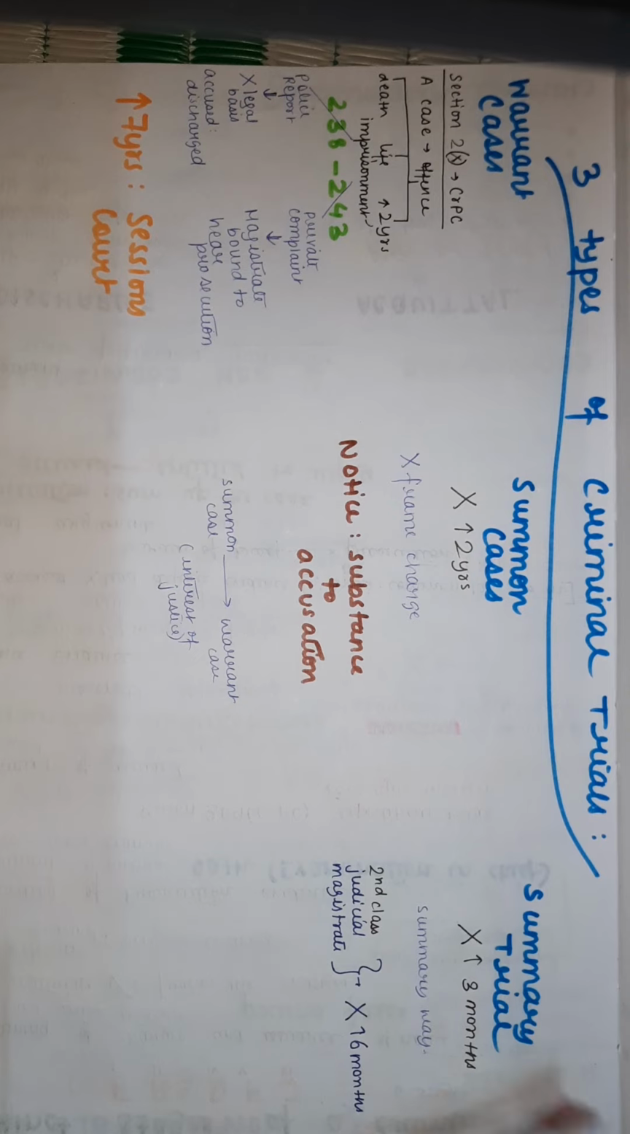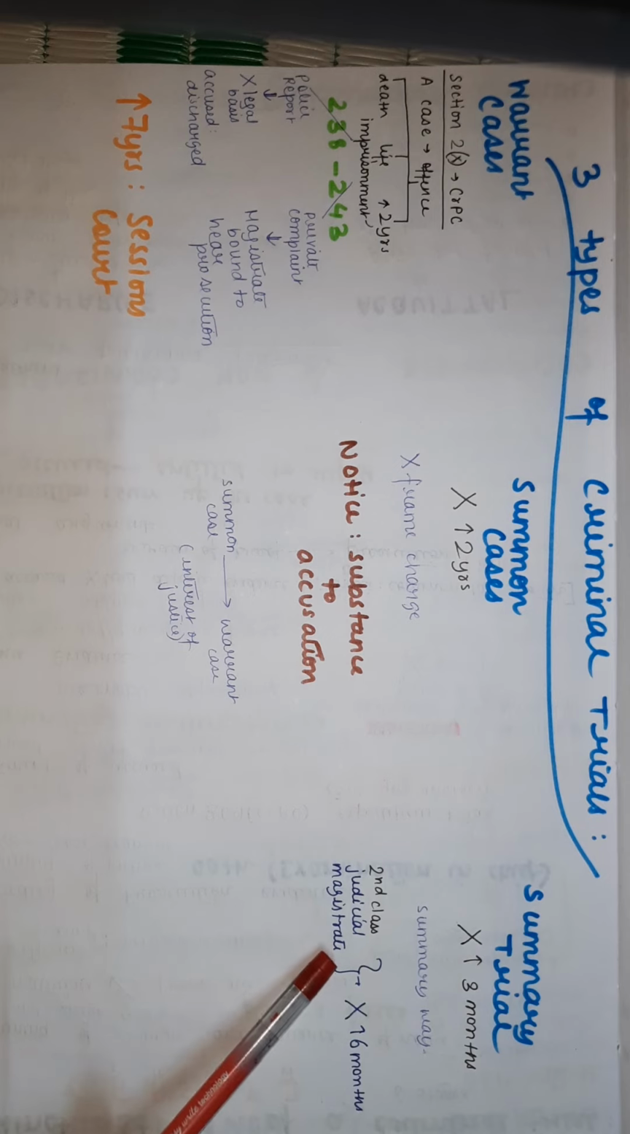And what do you mean by summary trials? In the case of summary trials, no sentence for more than 3 months can be imposed, and the second class judicial magistrate cannot impose a punishment for more than 6 months.